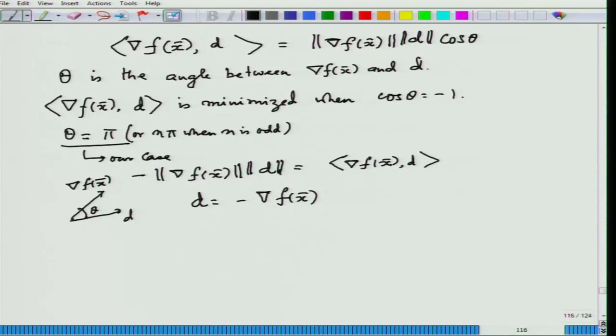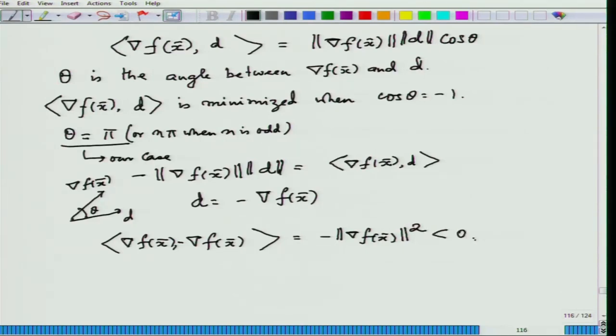Now, grad f x bar with a minus sign would only give me the norm of grad f x bar if grad f x bar is non-zero, which is why we are doing all this. This is strictly less than 0. So, minus grad f x bar is a direction of descent, and because it minimizes this value, this particular d, d equal to minus grad f x bar, is called the direction of steepest descent.